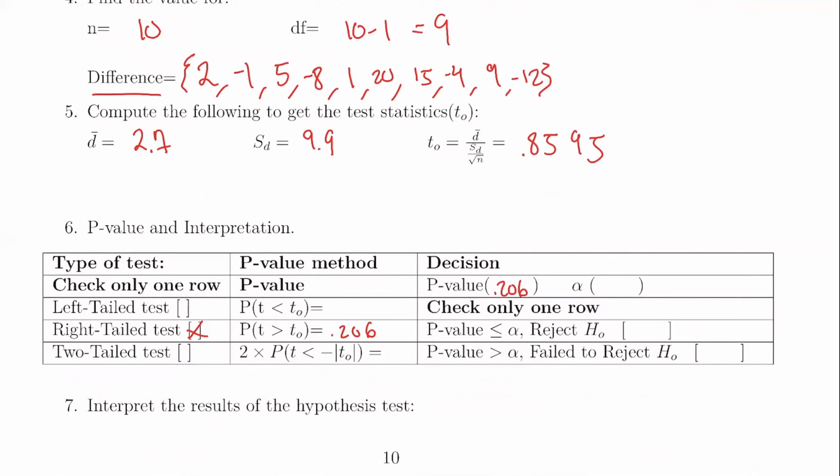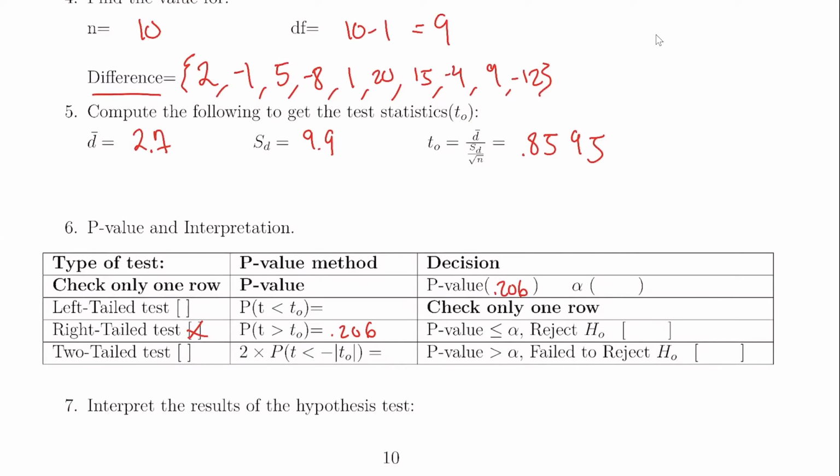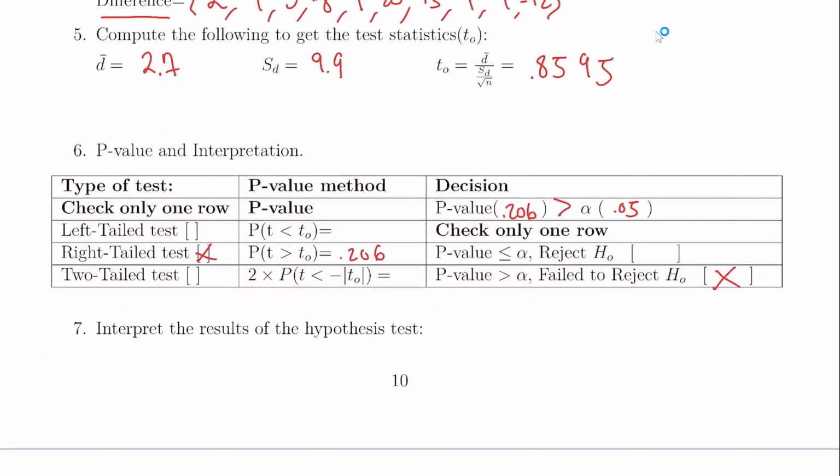For this one, what was our alpha? Oh, 0.05. So if you look at it, it's 0.05, so that means the p-value is bigger than alpha. So for this one, we'll say we fail to reject.